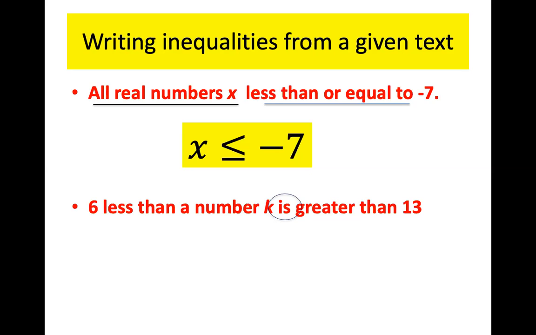So even though this says less than, it doesn't say is less than, right? And it's kind of more of a language arts thing than it is a math thing. You've got to be careful with this. How do we write 6 less than a number k? K minus 6. So that first one is not 6 minus k. It doesn't say 6 minus k. It says 6 fewer than k. That's what 6 less than means. 6 less than k would be k minus 6, is greater than 13.